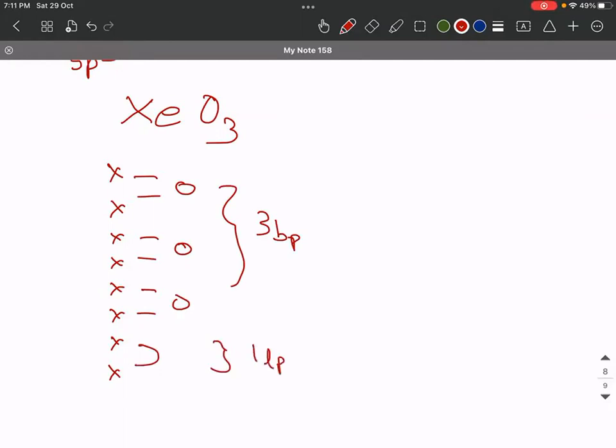So now sp3. But if you are drawing the geometry, what will you get? Now you connect 3 in there. So 3 plus 1, 4, sp3. But what geometry will you get? What shape will you get? 4, and you have one lone pair. 3 plus 1 lone pair. Correct. So this is how you will work it out.